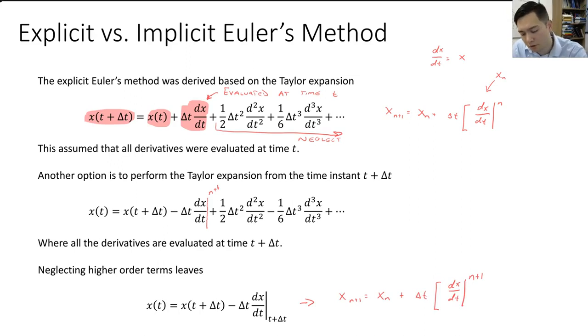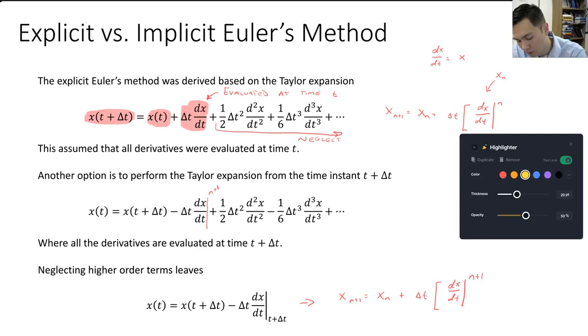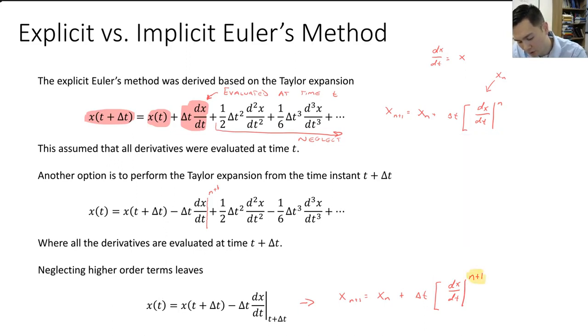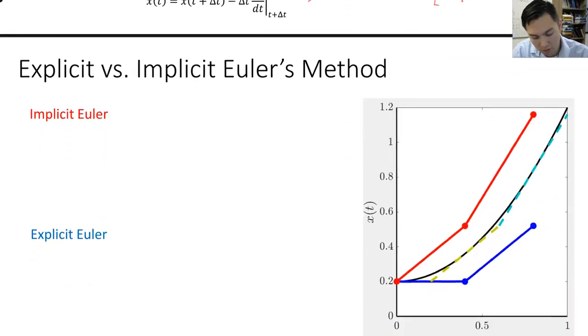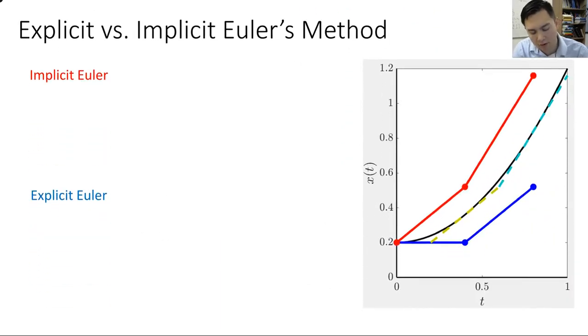So a very subtle difference. The only difference being that our time index for our derivative evaluation for implicit Euler is at time index n plus 1, and for an explicit Euler, evaluated at time index n. But this small difference is going to play out in very different ways. So let's just take a look graphically at how this works.